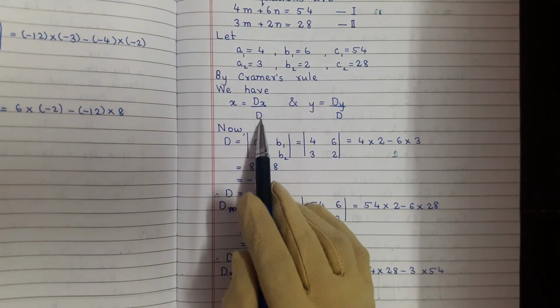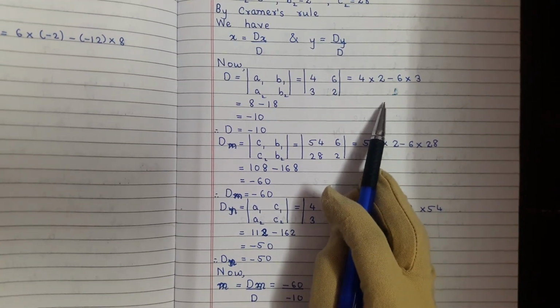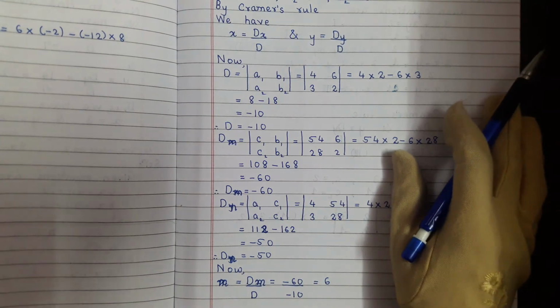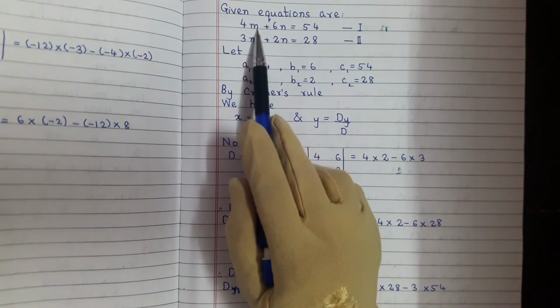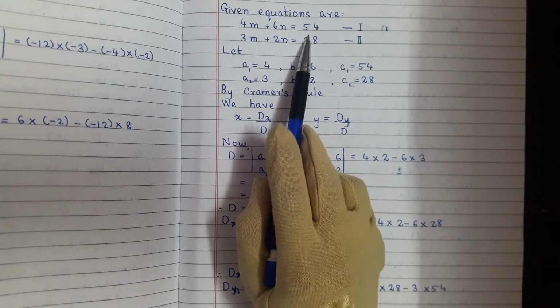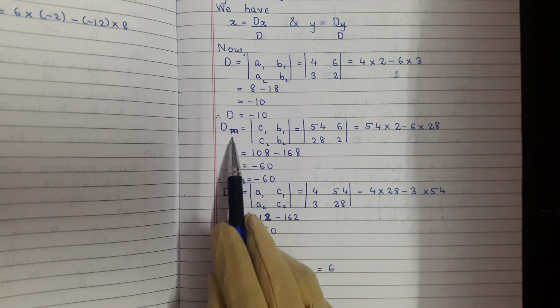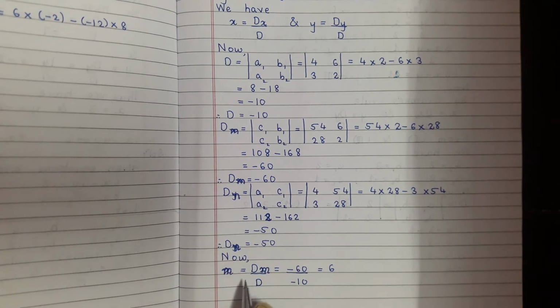So x is equal to dx upon d and y is equal to dy upon d. Just find the value of d. So here in the equation it is given that 4m plus 6n is equal to 54. So you have to find the values of m and n. So I have taken dm and dn. Just the x and y variables are replaced by m and n.